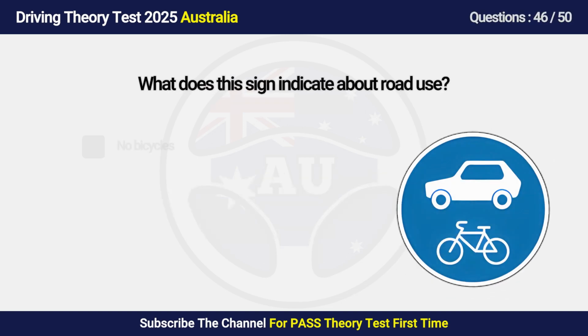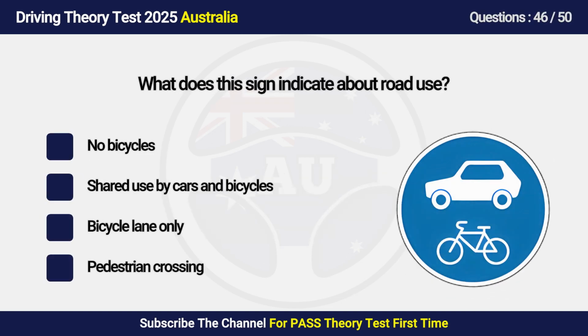Question 46. What does this sign indicate about road use? A. No bicycles. B. Shared use by cars and bicycles. C. Bicycle lane only. D. Pedestrian crossing.